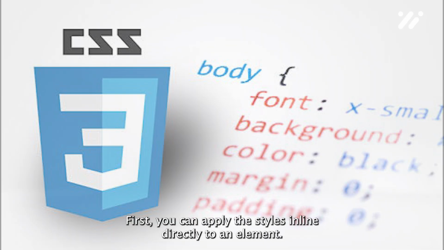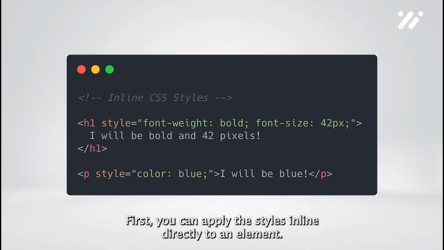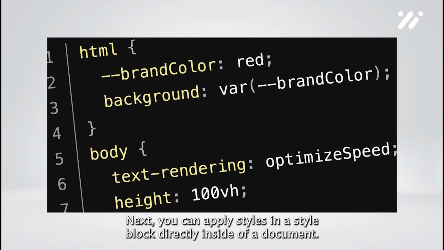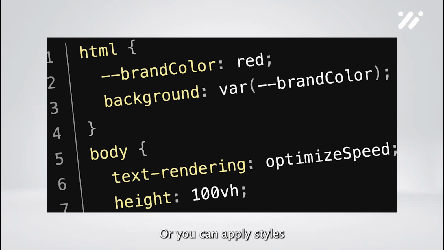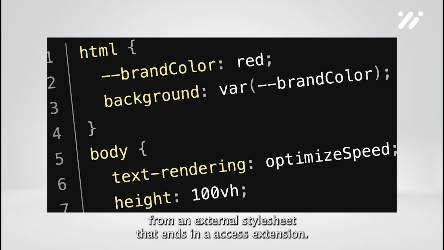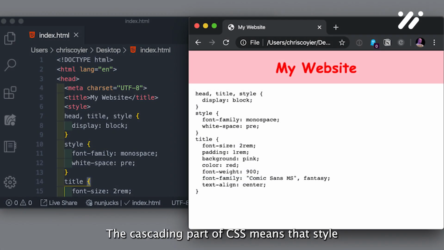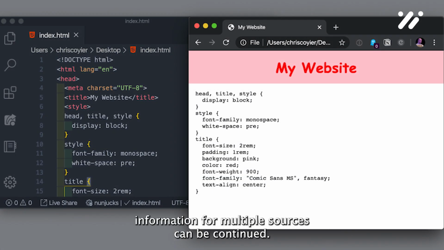When it comes to using CSS with HTML, there are a few ways to apply CSS to a file. First, you can apply the styles inline directly to an element. Next, you can apply styles in a style block directly inside of a document. Or you can apply styles from an external style sheet that ends in a CSS extension. You can also use multiple style sheets for a single web page or website. The cascading part of CSS means that style information from multiple sources can be combined.